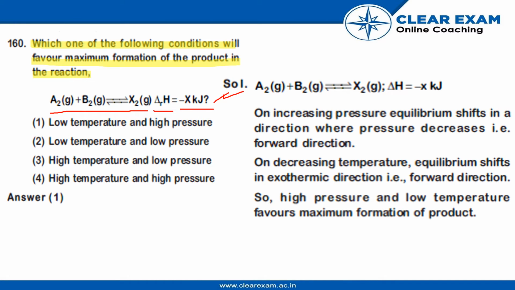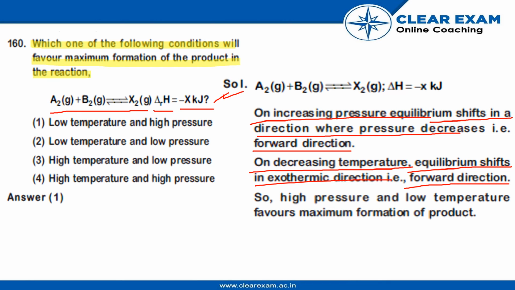So on increasing pressure, equilibrium shifts in a direction where pressure decreases, that is forward direction. So basically, in order to attain equilibrium, the reaction shifts in the direction where the pressure is less. On decreasing temperature, equilibrium shifts in exothermic direction, that is forward direction.